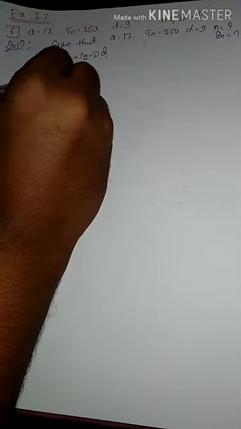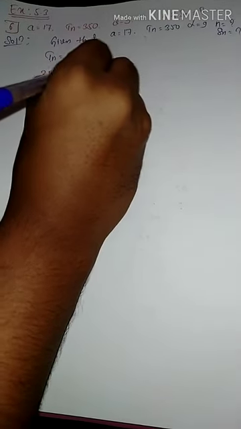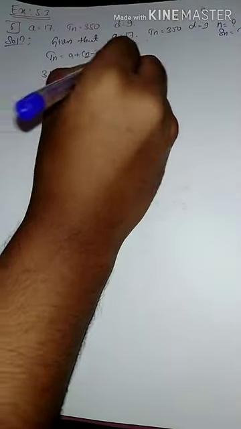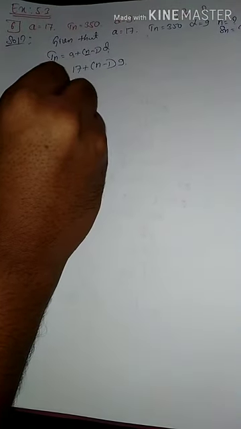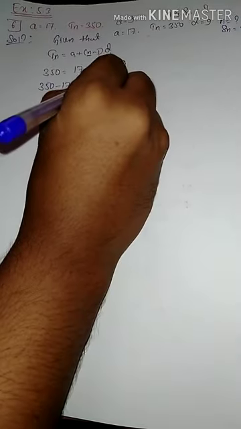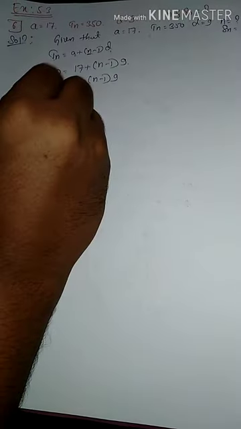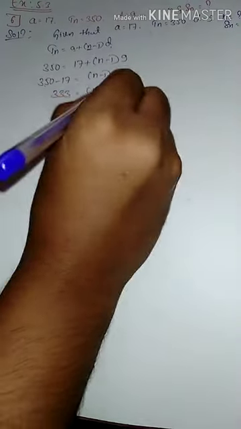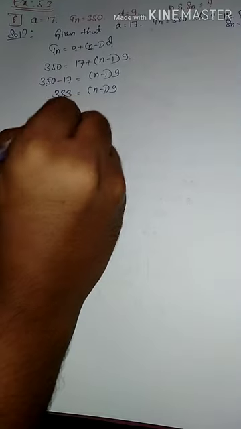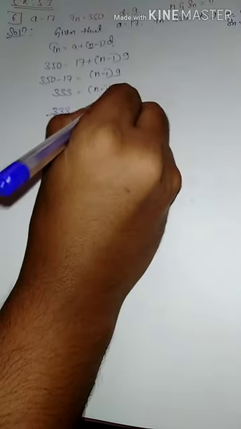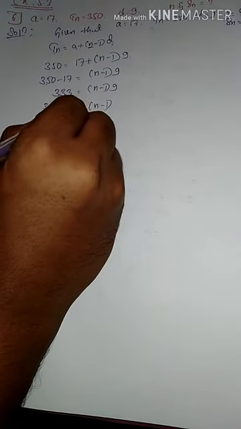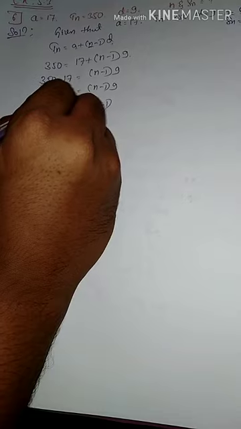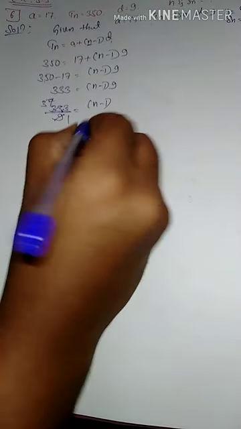So Tn is 350 is equal to a is 17 plus (n, we don't know, right, as it is, n minus 1) into d is 9. So transfer 17 to the left hand side, it becomes 350 minus 17 is equal to (n minus 1) into 9. 350 minus 17 is 333 is equal to (n minus 1) into 9. Now 9 moves to the left hand side, becomes division. 333 divided by 9 is equal to n minus 1. 9 1s are 9, 3s are 27, 6 is remainder, it becomes 63, 9 7s are 63. So 37 is equal to n minus 1.